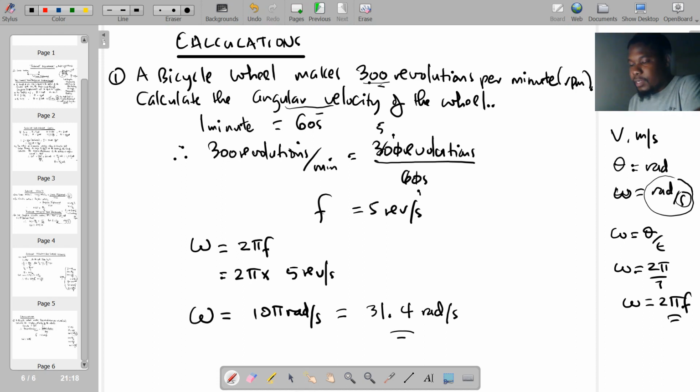Can you see how we're using the equations? We were given the frequency and we made sure that the units were matching. After that, we employed one of the formulas that we've derived, and we found the answer as 31.4 radians per second. In the next lesson, we'll do a lot of these problems, and hopefully that will help us understand these concepts more.